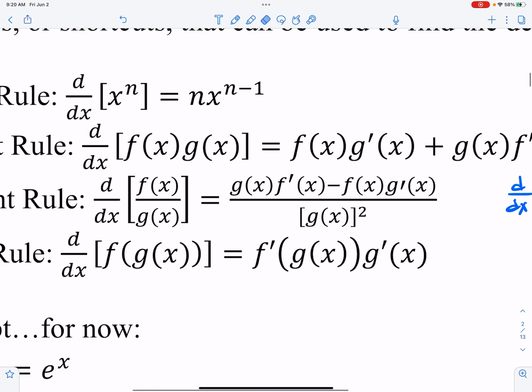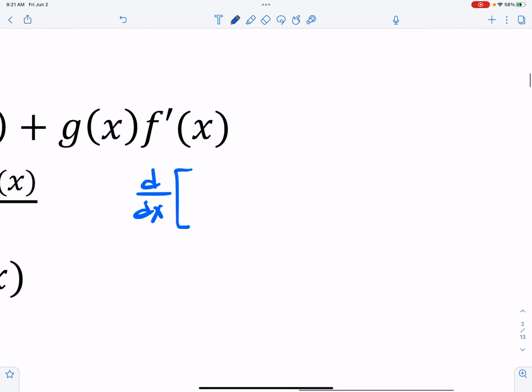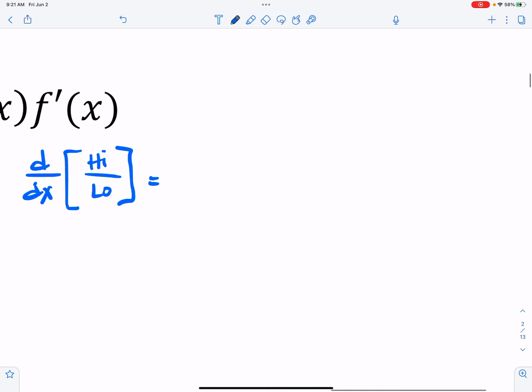Whatever this variable is tells you what you're taking the derivative with respect to. Okay, so instead of writing f of x over g of x, I like to use high, low. Right? Like high, it's up high, low. Okay? So the little rhyme that I use is low d high minus high d low all over low low.